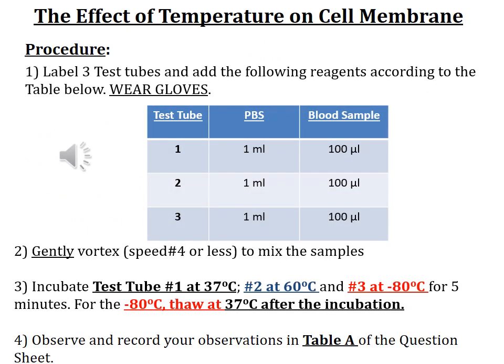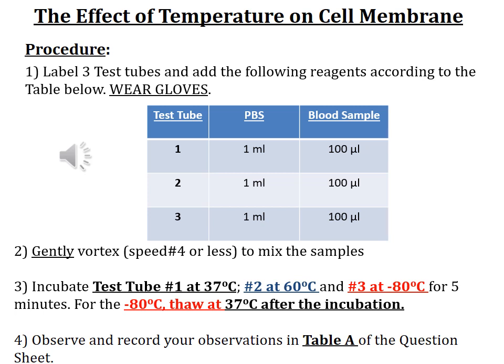Alright guys, so this is the procedure for the effect of temperature on the cell membrane. The first step is to label 3 test tubes and add the following reagents in the table. For all tubes 1 to 3, which correspond to the different temperatures, you add 1 ml of PBS. PBS solution is a solution where the cells are in a nice, isotonic environment. And then we add 100 microliters of blood sample. In step number 2, we gently vortex. Vortex is a machine that mixes the solutions to make them homogeneous.